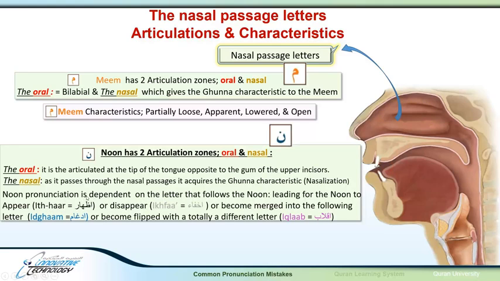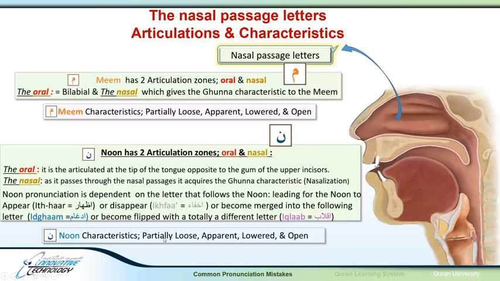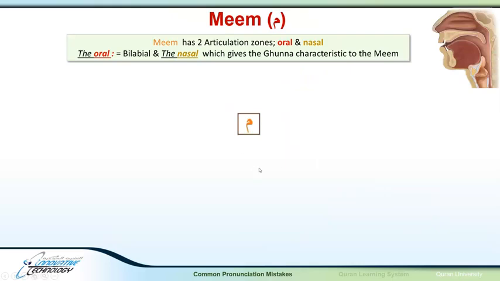Now, noon pronunciation is dependent on the letter that follows the noon, leading for the noon to either appear, and we call that idhar, or disappear, and we call that ikhfa, meaning disappearance, or become merged into the following letter, and we call that idgham, or become flipped with a totally different letter, and that's the meaning of iqlab. And the characteristics of the noon is being partially loose, apparent, lowered, and open. Now let's check the common mistakes of the meme.